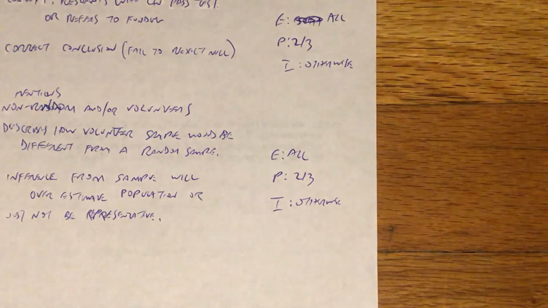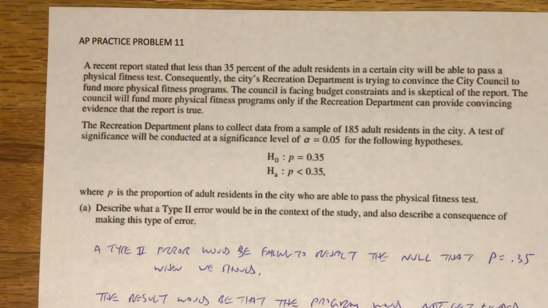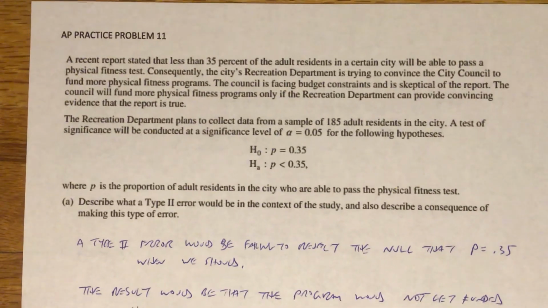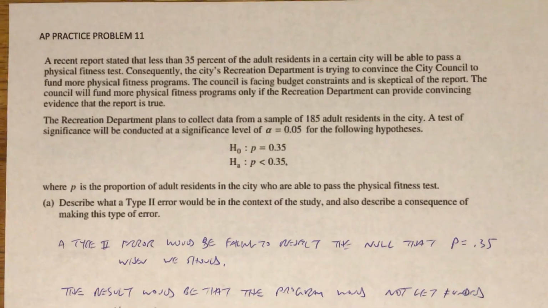All right. So that was AP problem 11 about the city fitness. Once again, has a lot of good concepts in it about hypothesis testing. All right. Next up will be practice problem 12 if you'd like to see it.